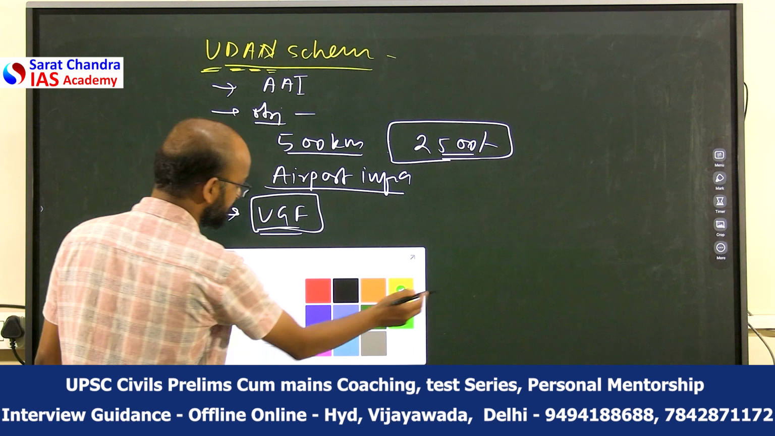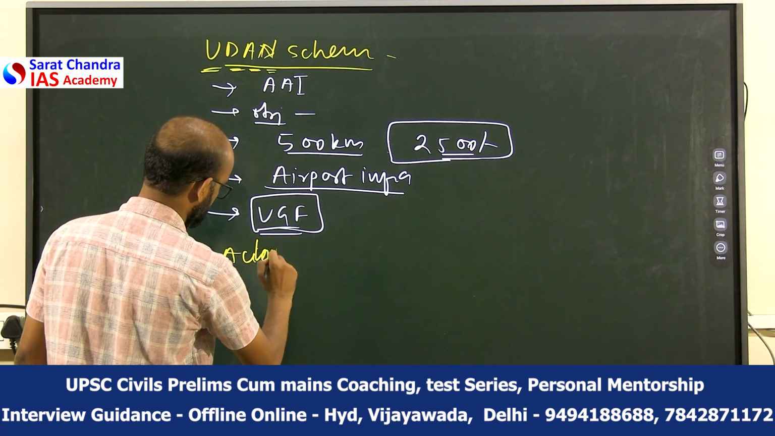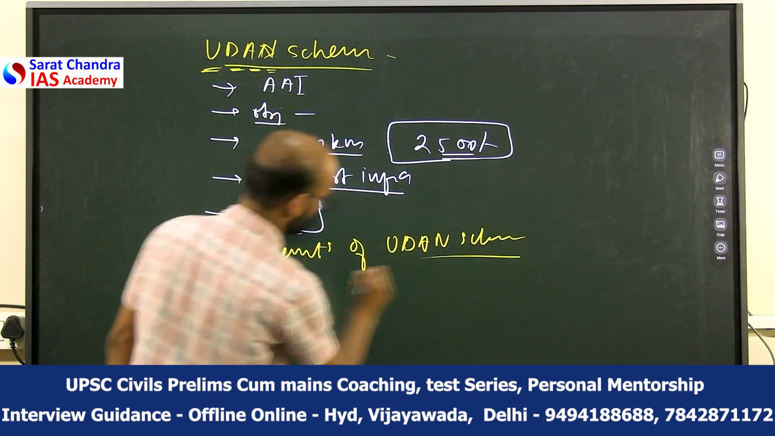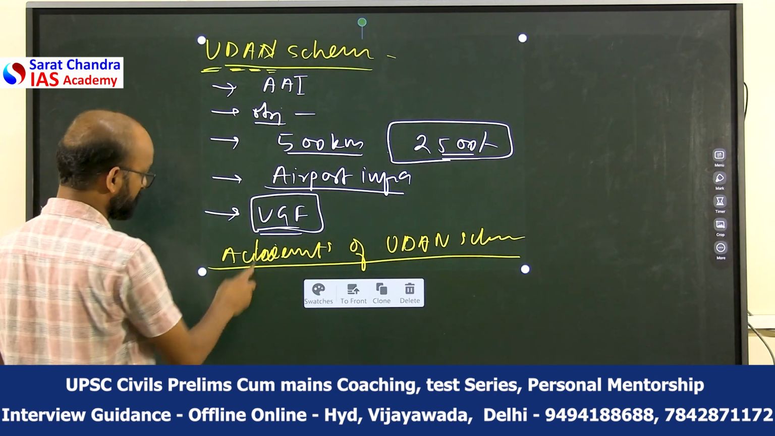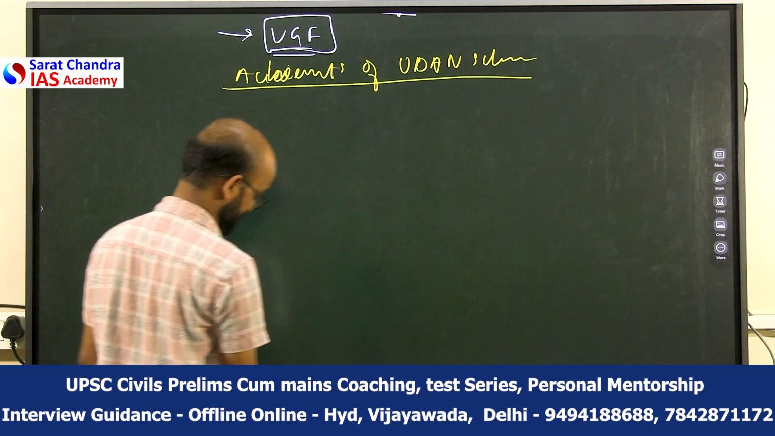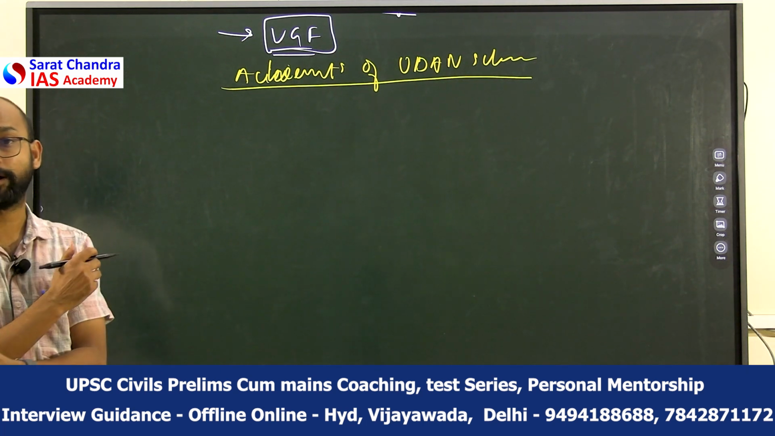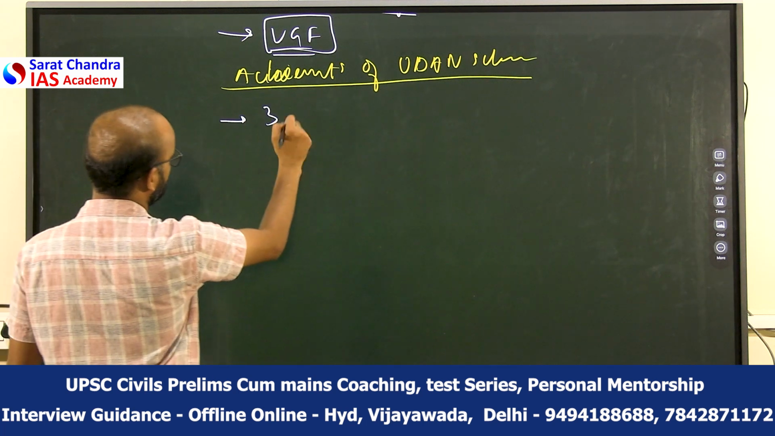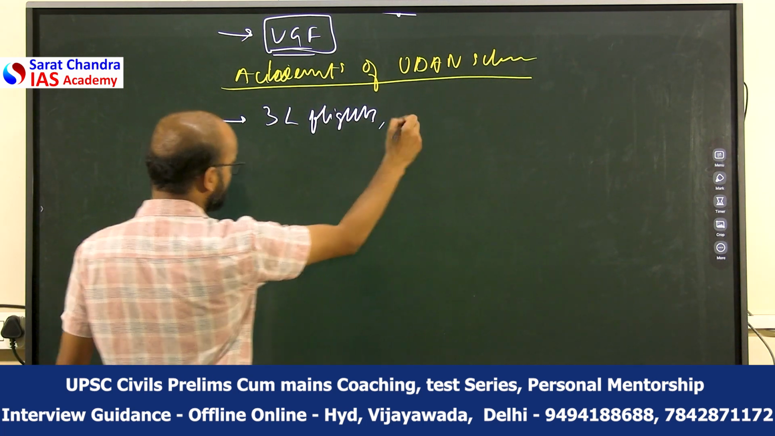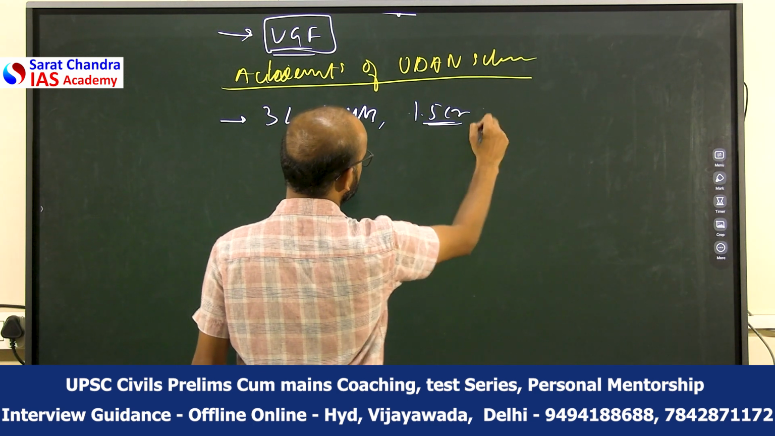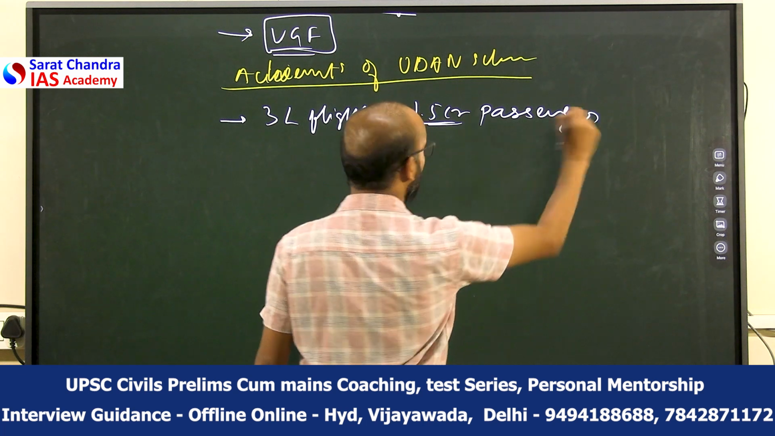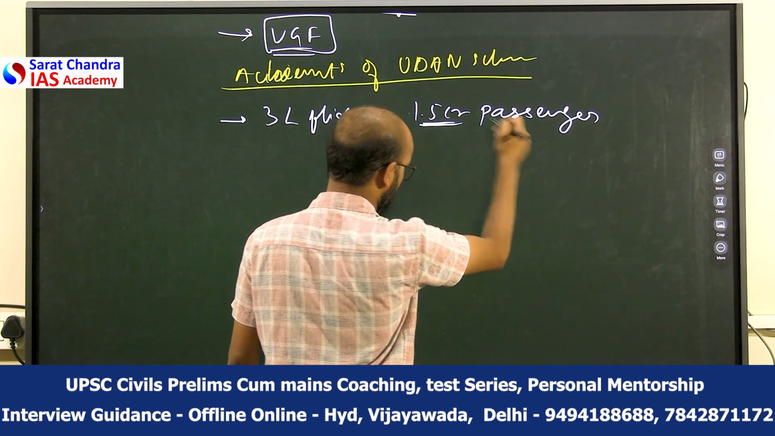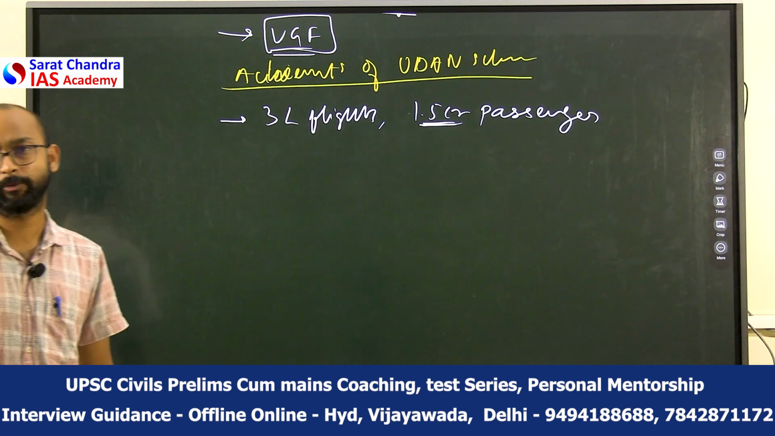The next part they have asked is what are the achievements of the UDAN scheme. See, one of the key achievements of this UDAN scheme is that it has increased the number of flights. Around 3 lakh flights have been operationalized, and it is catering to 1.5 crore passengers till August 2024. Approximately 1.5 crore passengers have traveled through the UDAN project.